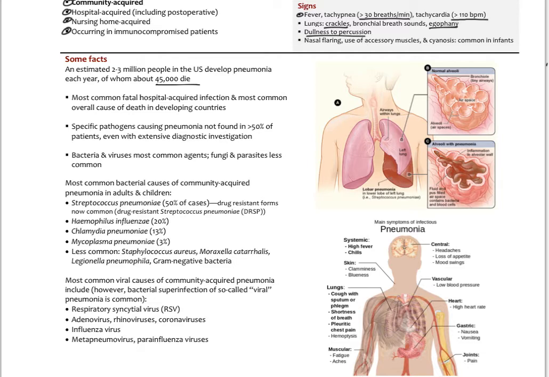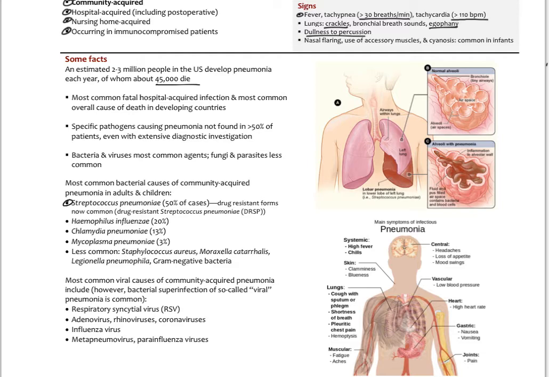Some of the most common bacteria would be Streptococcus pneumoniae. That's about half of cases. And there are very common drug-resistant forms now, something called drug-resistant Streptococcus pneumoniae, DRSP. We don't hear about that one in the media, but that is actually going to be resistant to all known current antibiotics. Haemophilus influenzae, about 20%.